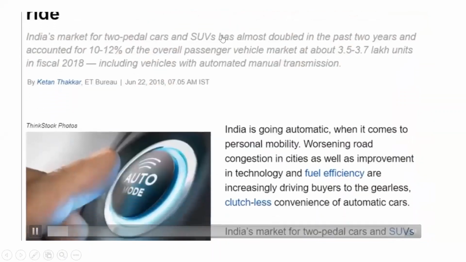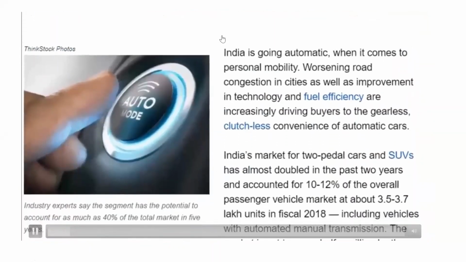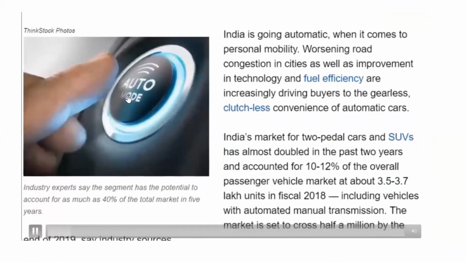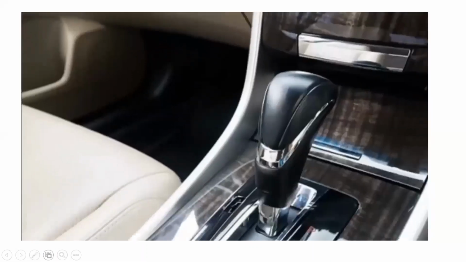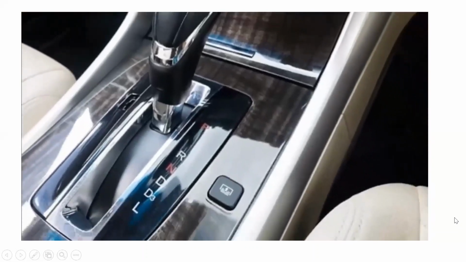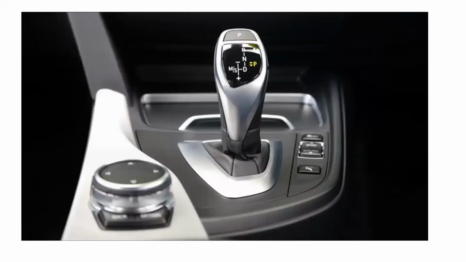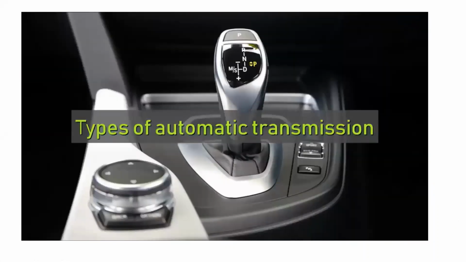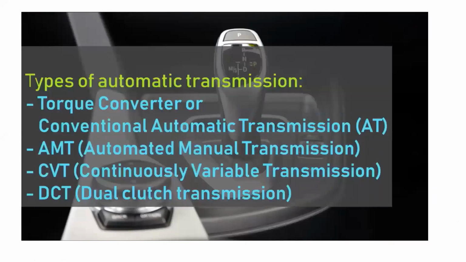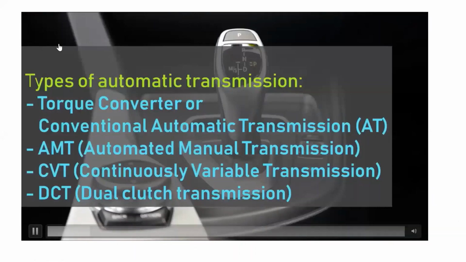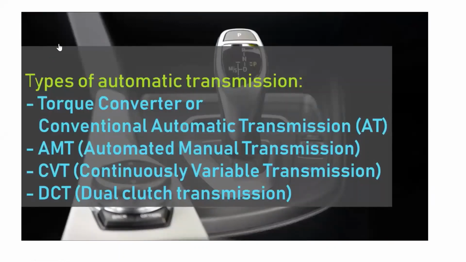most of us are opting for automatic transmission variants when we want to purchase a new car. Although these variants come at a premium than manual transmission variants, the convenience these offer is really worth all the extra moolah you're shelling out. So let's try to see what are the various types of automatic transmission that are available in Indian cars today. We have torque converter or conventional automatic transmission, AMT, which is automated manual transmission, CVT, which is continuously variable transmission, and DCT, which is dual clutch transmission. Now let's get into the details of each of these.